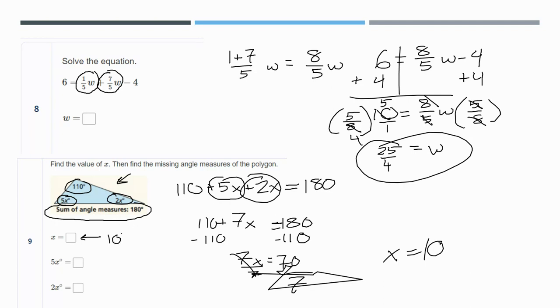Notice, guys, if you got it marked wrong because you put the degree sign, I'm sorry about that. That's a stupid mistake on Big Ideas. Apparently, you don't need the degree sign in these answers.